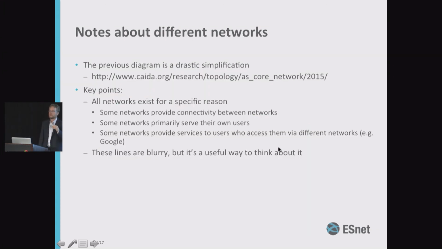So that's a drastic simplification. If you want to see how complicated the internet really is, there's a URL here in the slide deck to some analysis done by CAIDA. And they've been doing this for years. They have a bunch of really nice visualizations. It's pretty neat to look at, actually. But the thing to remember is that all these different networks exist for their own selfish reasons, right?